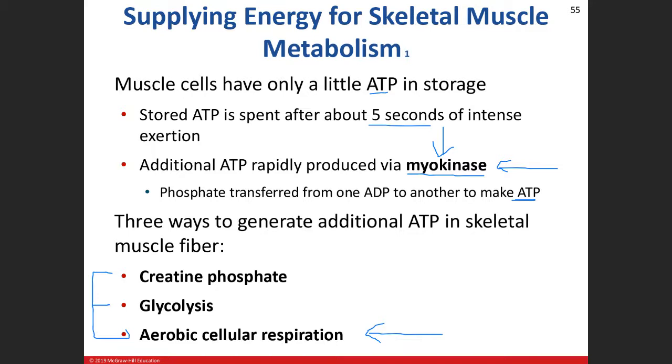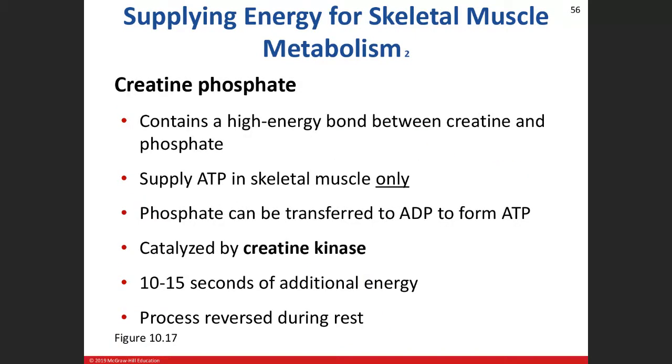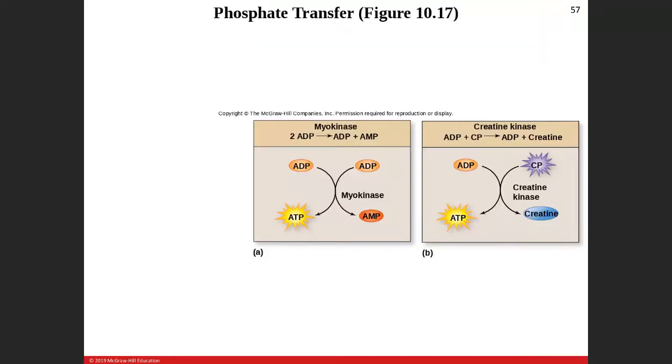All right, so the first way we're going to talk about getting ATP is from creatine phosphate. The key term here is phosphate. Let's talk about it. This molecule has a very high energy bond between the creatine and the phosphate here. I'm going to come right back to this slide. I like pictures. I like teaching pictures.